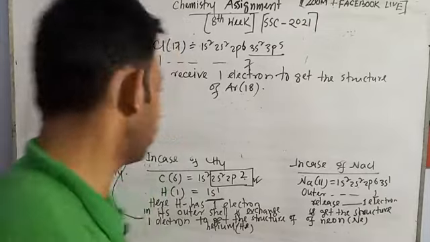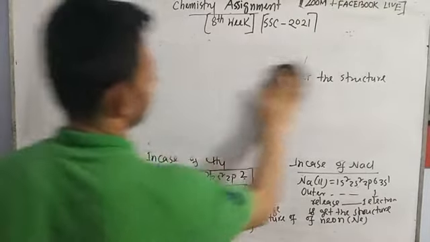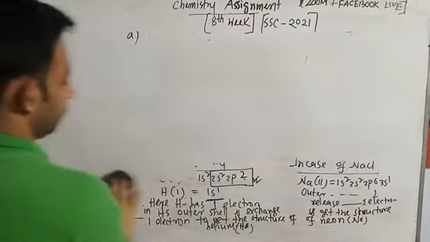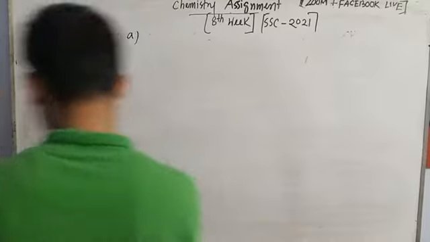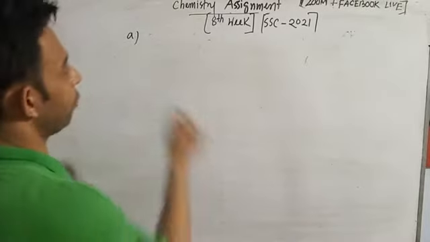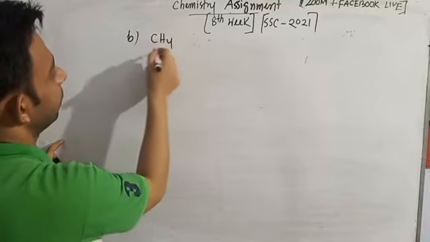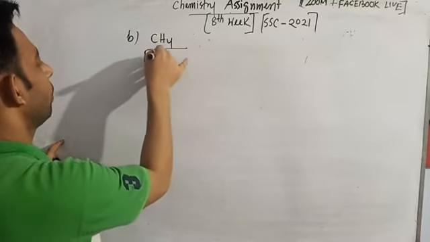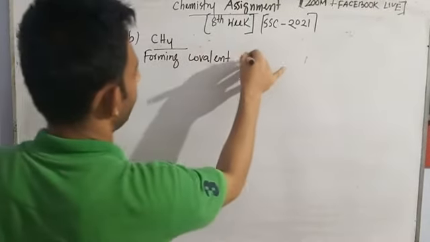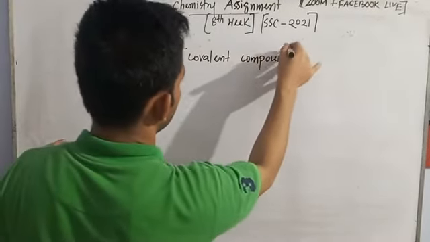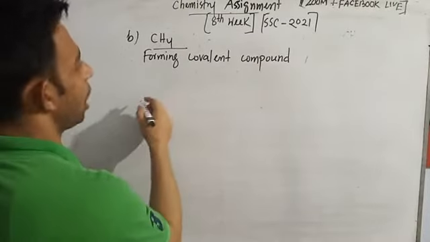Okay, let's move on to finding the B number question. Covalent compound formation. Methane forming a covalent compound. How?